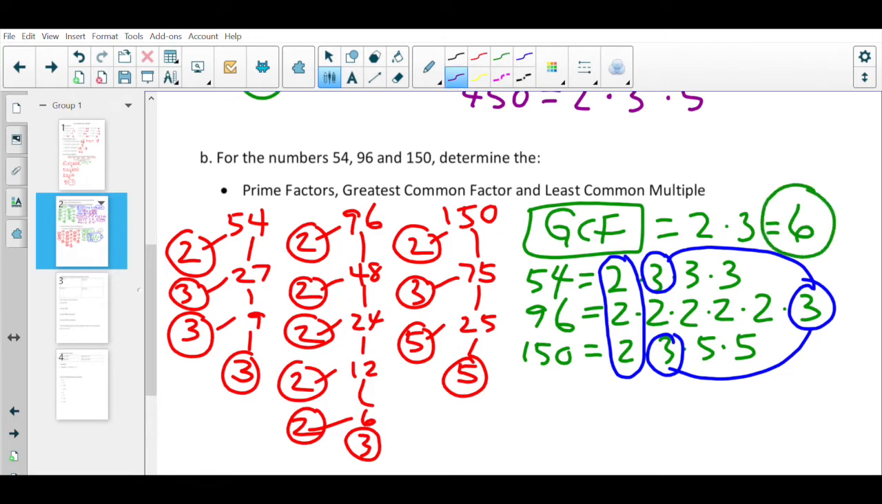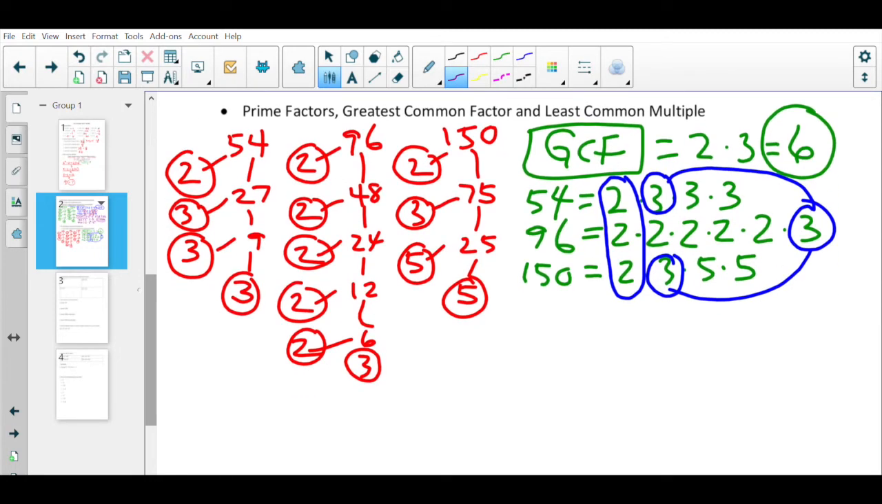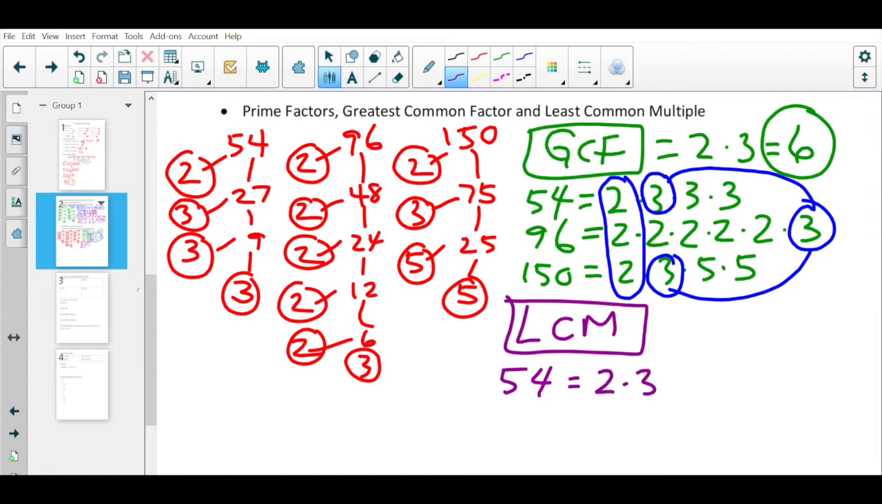Alrighty, last one. Least common multiple. This time let's write each of these in terms of their exponents. So 54 is 2 times 3 cubed. Yep. 96 is 2 to the 5th times 3, and 150. What do we got here? 2 times 3 times 5 squared.